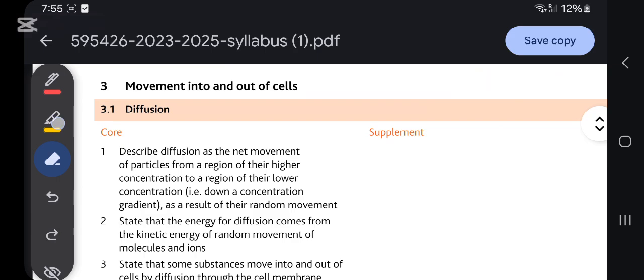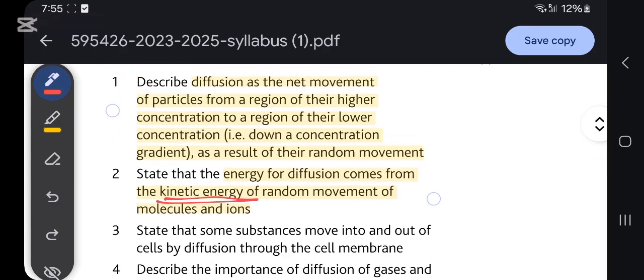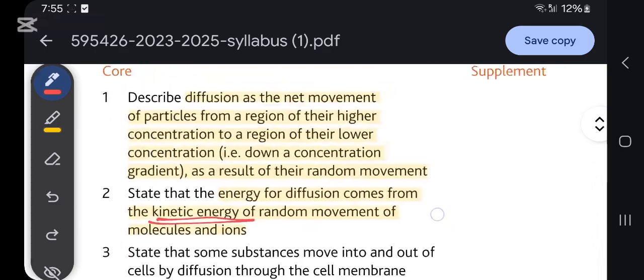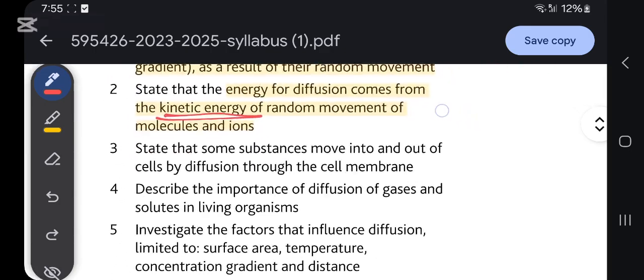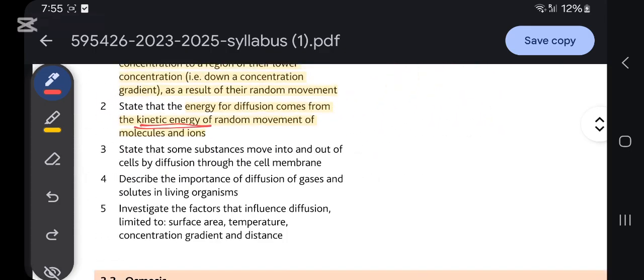Diffusion is the net movement of particles from a region of high concentration to a region of low concentration as a result of random movement. Where does the energy for diffusion come from? It comes from the kinetic energy of the random movement of the molecules or ions. Very important. They go from the high region to the lower region until they are evenly spread. Some substances move into and out of cells by diffusion through the cell membrane.